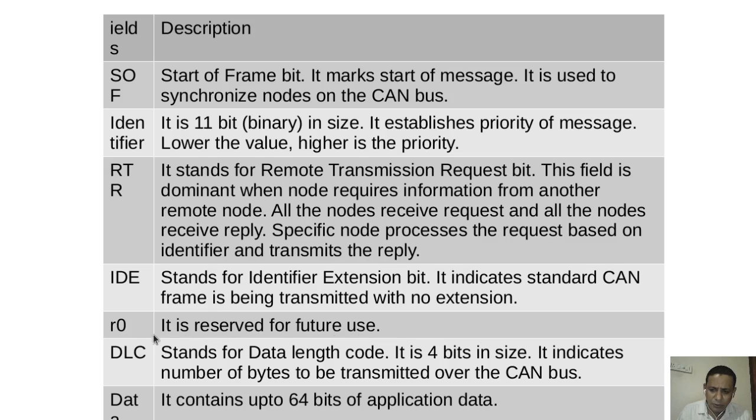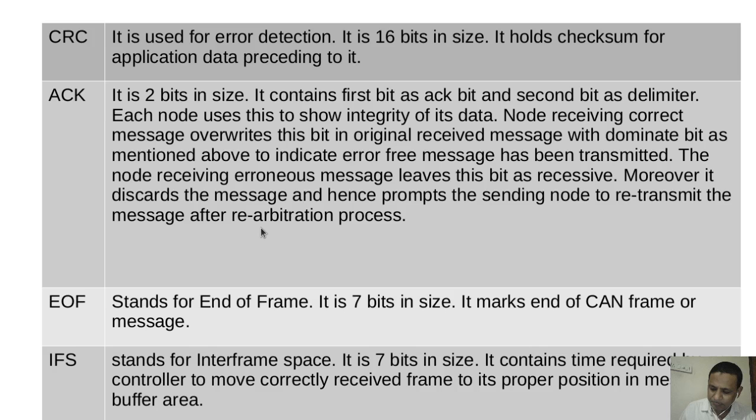And the other field is DLC. It stands for data length code. It is 4 bits in size. That we have seen. It indicates the number of bytes to be transmitted over the CAN bus. Then the last one is the data. It contains up to 64 bits of application data, that is, up to 8 bytes. 8 bytes means 8 into 8, so 64 bits of application data.